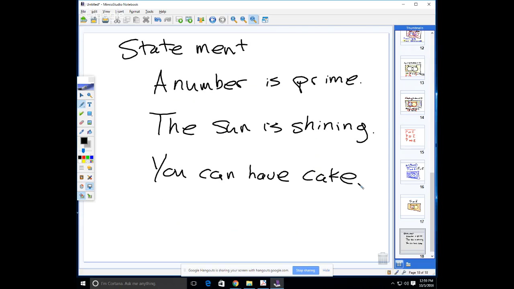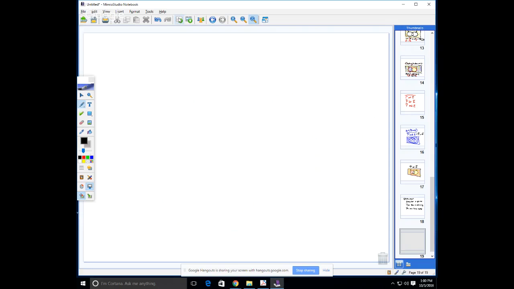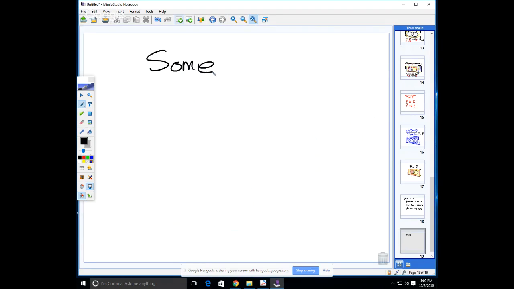And then we can start putting those statements together like we were playing around with the and, the or, and the not. Okay. Other things, statements will often have a quantity attached to them. Like a number is prime. I'm talking about one number. It could be some numbers are prime.